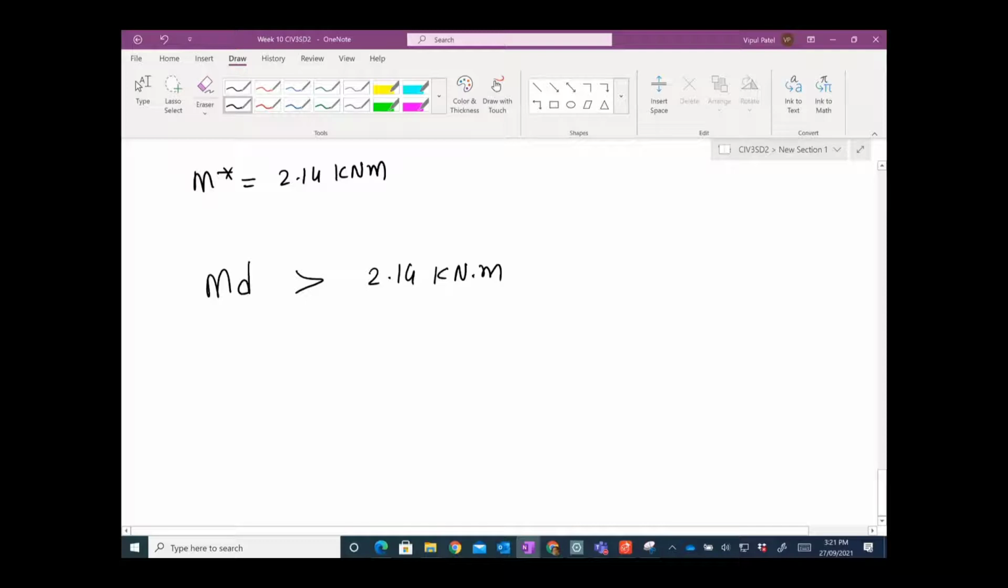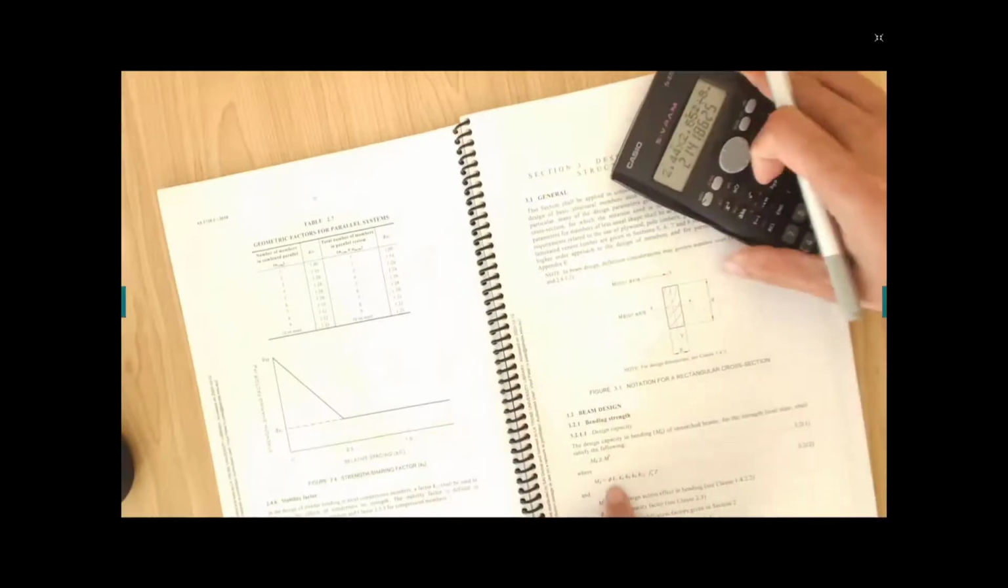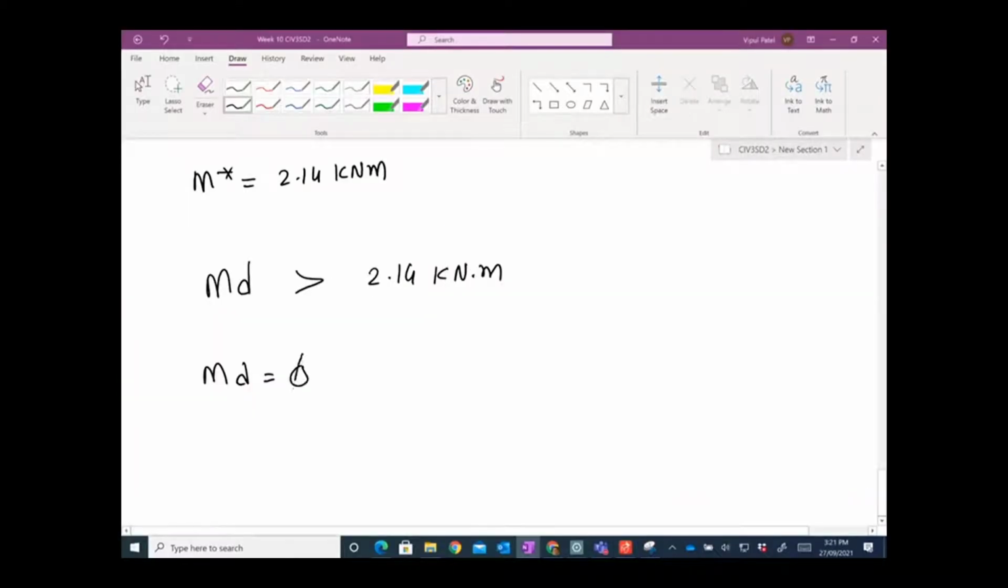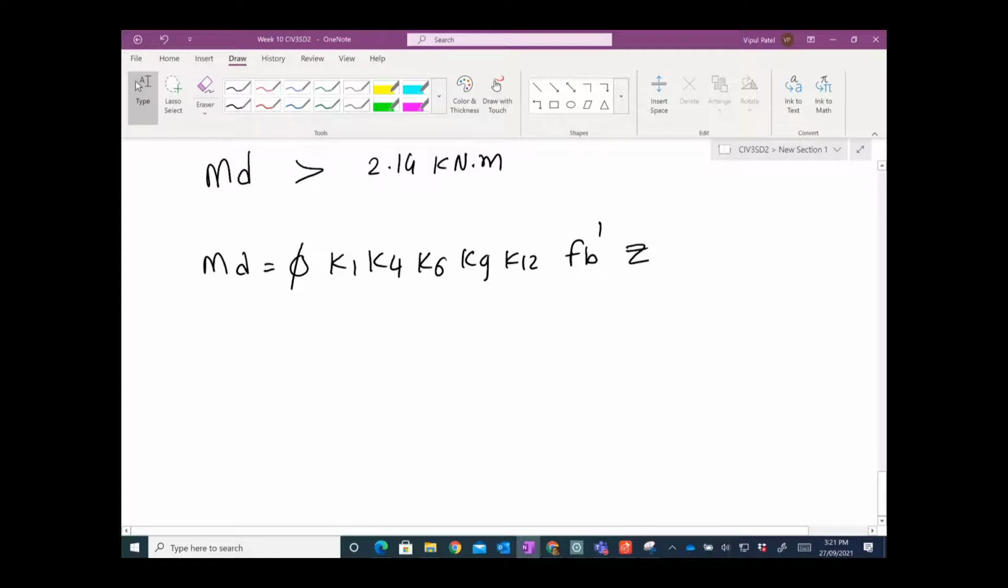Now let's continue doing that example with M_d. Let me copy that equation. M_d equals phi k1, k4, k6, k9, k12, f_b' Z. Okay, that's fine. If I ignore everything and take you all the way back to mechanics of solids, year 1, semester 2, you have known the bending equations. This is called bending stress: bending stress equals My over I. This is the equation to calculate a bending stress.